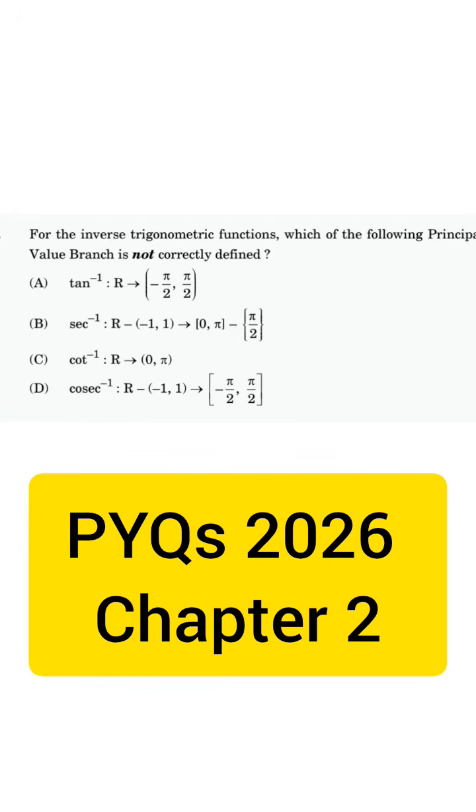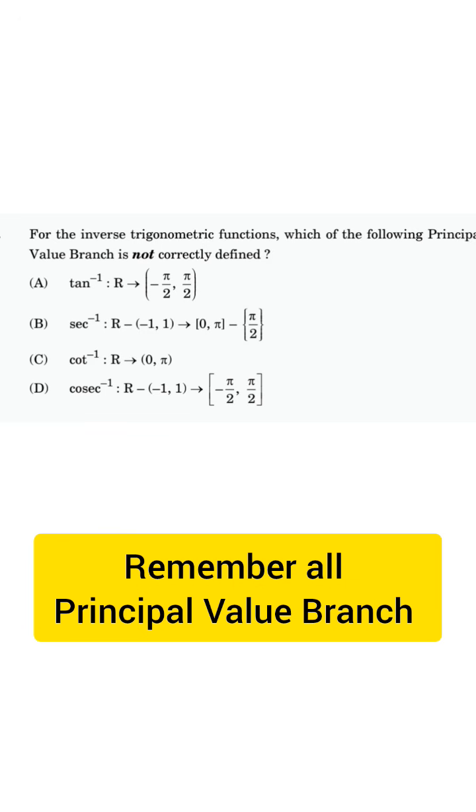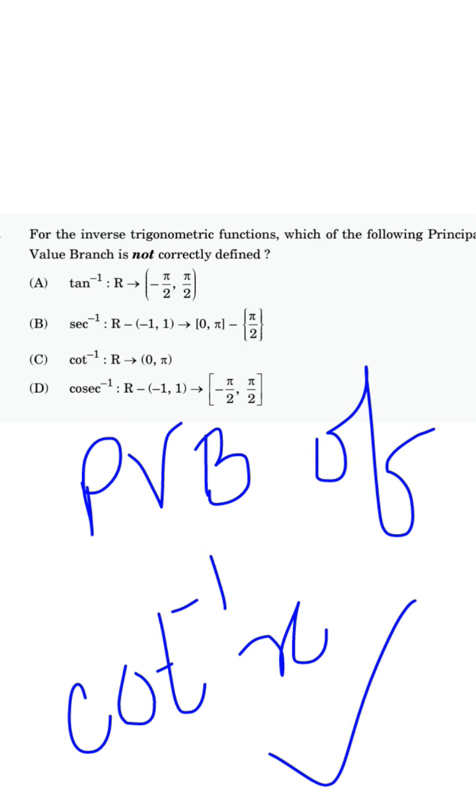Okay, in this question you have to find which one is not correctly defined. So which of the principal value branch is not correctly defined. ठीक है, tan inverse का, so you should remember all the principal value branch. tan inverse का correct है बिल्कुल, ठीक है. फिर हमारे पास sec inverse आता है, उसका भी correct है. cot inverse का correct है.